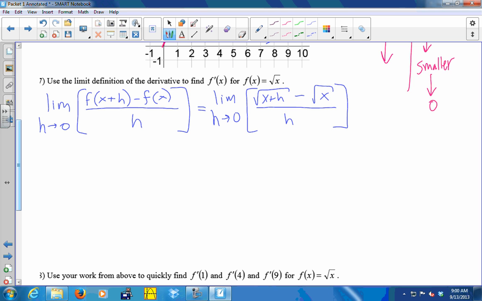Square what? Square root everything? Square the numerator. To the 1/2? I could. I don't know. Squaring seems like a good idea.